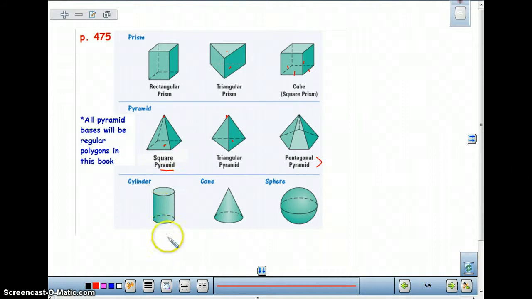Okay, and then the 3 that don't necessarily fit in up here, if I have circles as bases, basically a circular prism is going to be called a cylinder. Okay, if I have a circle as a base and it comes up as a point, it's going to be called a cone. And if I have a circle here and a circle all around it, that is going to be my sphere.